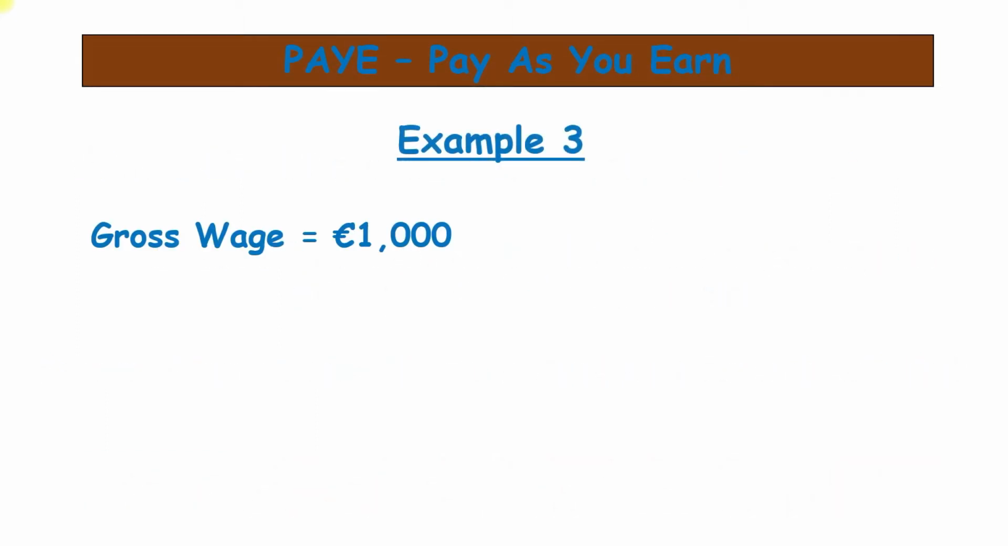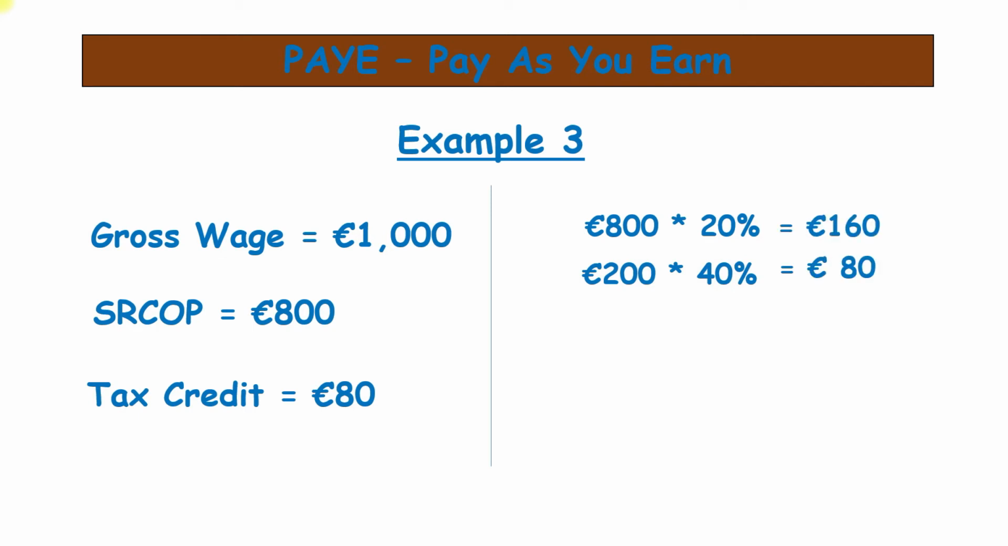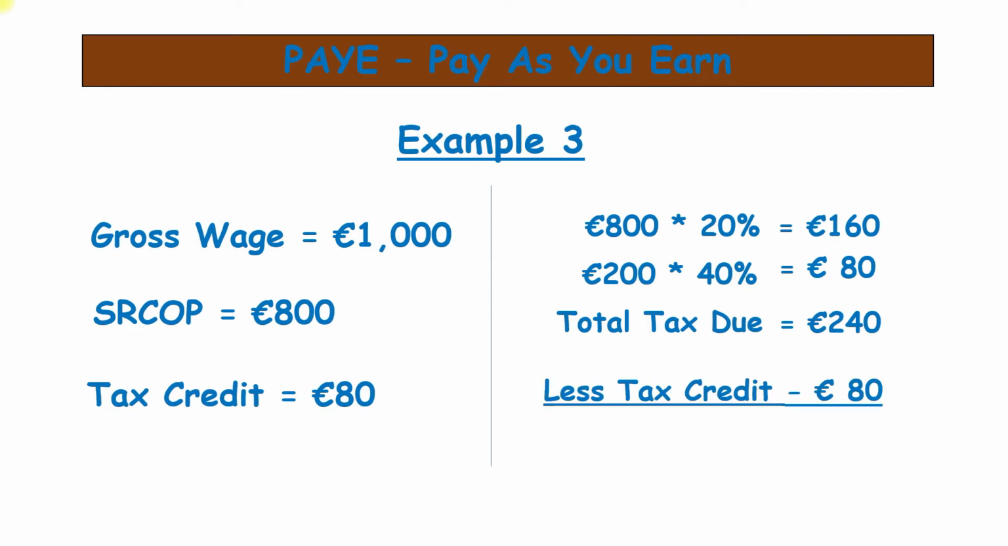To demonstrate the tax credit, we will first calculate the PAYE due on a gross of $1,000 with an SRCOP of $800. This comes to $240. We then subtract the tax credit of 80, and this leaves us with a final payout of 160.